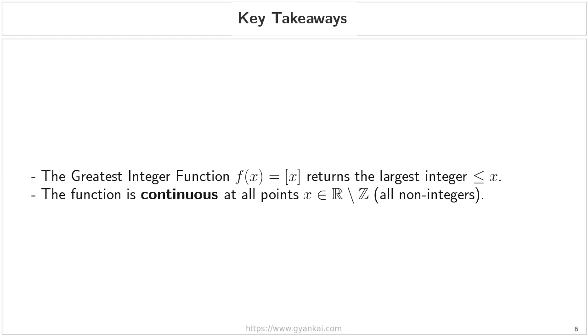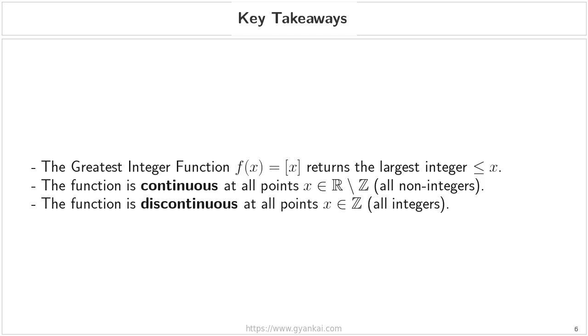Secondly, based on our step-by-step analysis of points like 2.5, we can conclude that the function is continuous at all points x that belong to the set of real numbers excluding integers. Simply put, the function is continuous at all non-integer points. Thirdly, in contrast, the function is discontinuous at all points x that are members of the set of integers. These are the specific points where the jumps occur, much like the age analogy we explored.